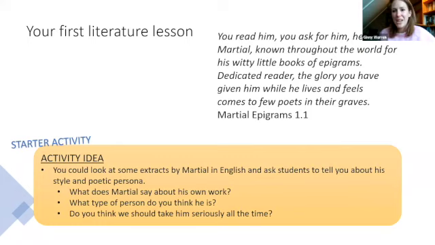You have to explain that perhaps there's a political agenda here, or he is just trying to write a witticism. So I thought, why don't we look at some of Martial's other poetry in English, and just get a sense of who Martial is. So I would have this as a starter on the board, read through this in pairs, and tell me, what do you think about this character Martial?